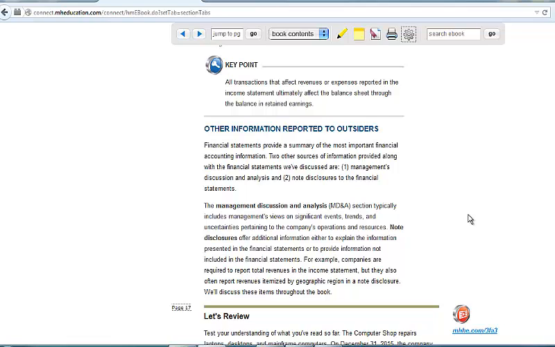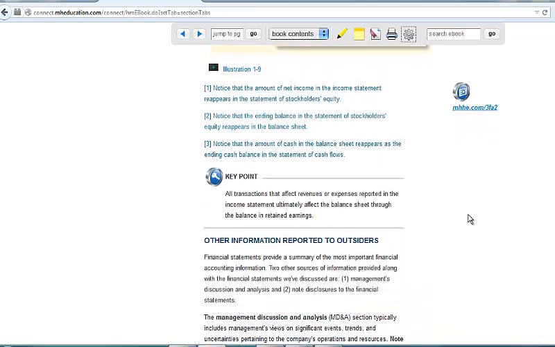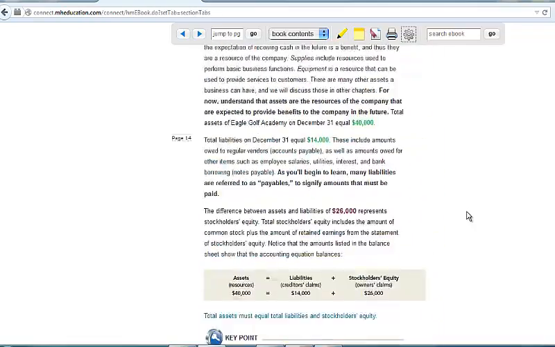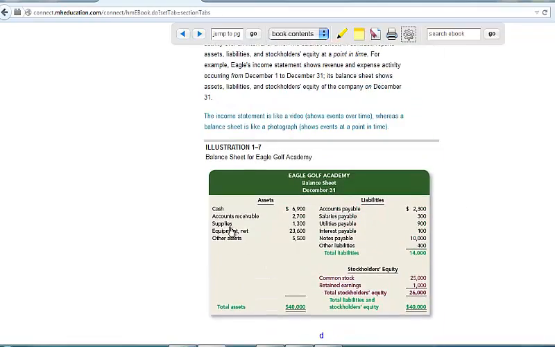And then the notes disclosures offer additional information, either to explain the information printed in the financial statements or to provide information not included in the financial statements. And what this can mean is if you look at the balance sheet, let's go back to the balance sheet. If you look at the balance sheet, all you see on the financial statement is a number. Think about accounts receivable, $2,700.